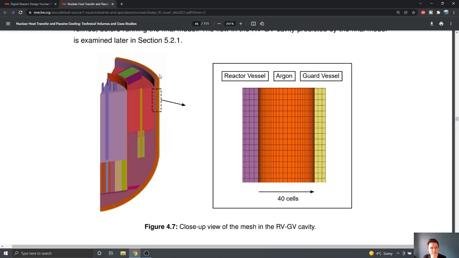And at first glance this region is actually going to be extremely important because the reactor vessel will of course be hot, it's going to be heated by the lead, and then this guard vessel is going to be cooled by the water and the air on the outside. So there's going to be a significant temperature gradient across this cavity, and we're likely to get circulating flow in here, and we're also going to get radiative heat transfer across it as well.